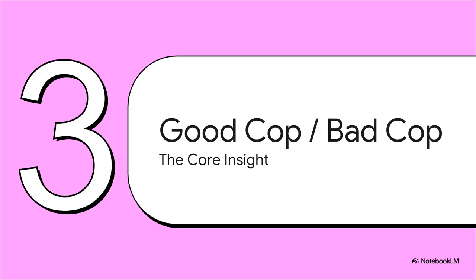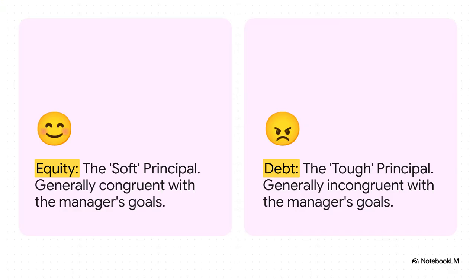Okay, now we get to the really cool part of this paper. This is the central analogy that makes it all click. It's how they personify debt and equity to solve this whole problem. So just imagine you've got equity holders and debt holders playing this classic good cop, bad cop game with the manager. The equity holders, they're the soft cop.